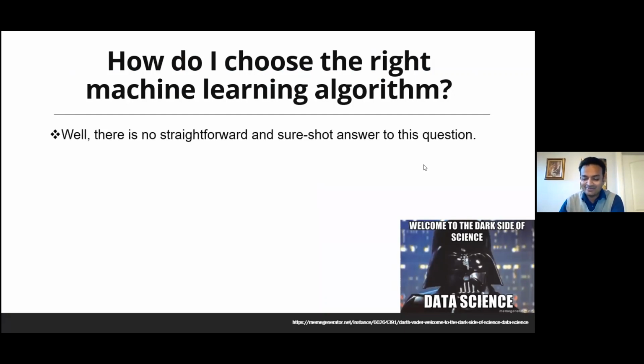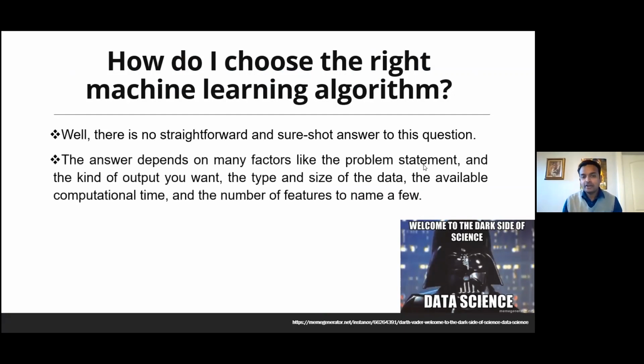Okay, then there you go. Actually, there is no straightforward or sure-shot answer that we can give, like using this kind of algorithm we can get the final output that we are expecting. But the solution to that problem depends on many factors, like the problem statement. That means what kind of problem we are planning to solve and what kind of output we need. And also the type and size of the data set. The data set is very important. I will discuss it further in the slides.